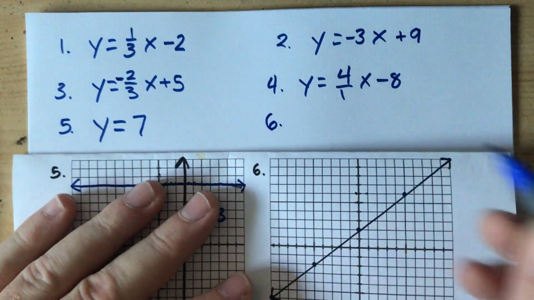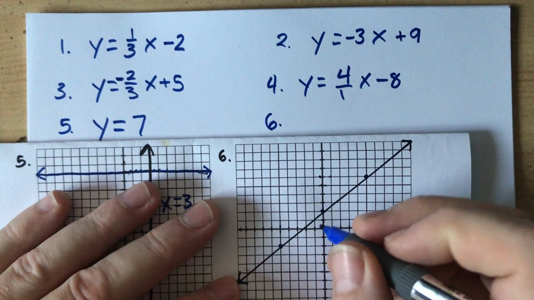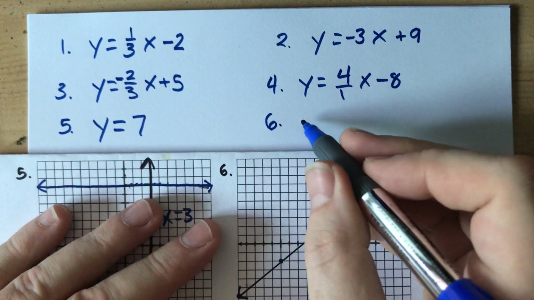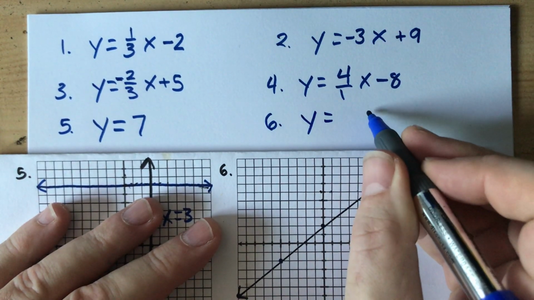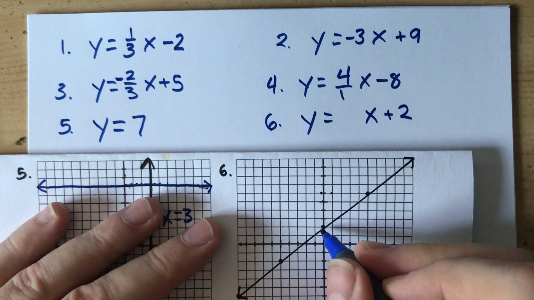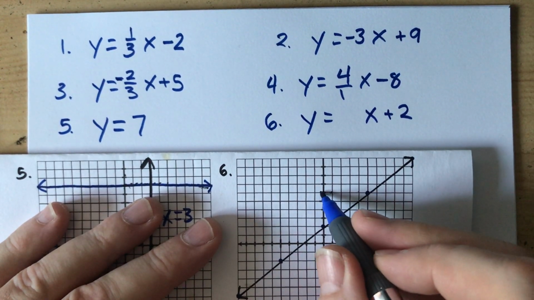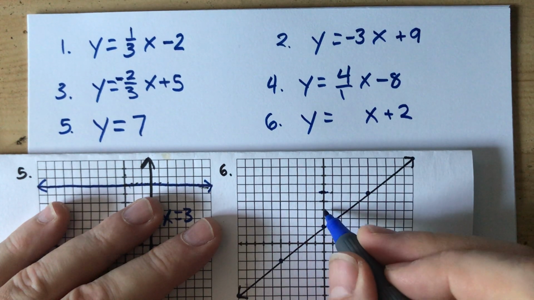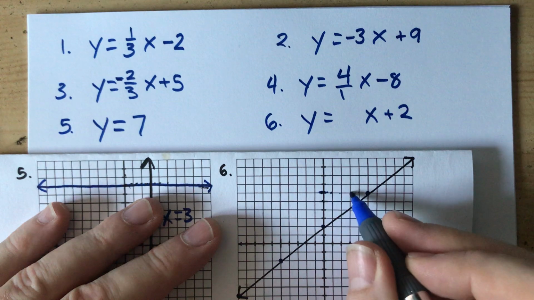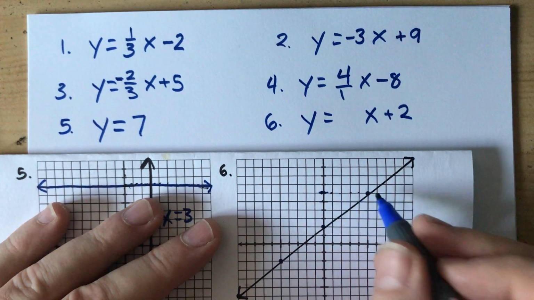Number 6. Count up on this nice positive line. Up 1, 2. So I get y equals x plus 2. This is a big gap, so I gotta go, let's see, that's where I gotta get to. So 1, 2, 3, 4. So up 4, right? 1, 2, 3, 4, 5. Up 4, right 5.